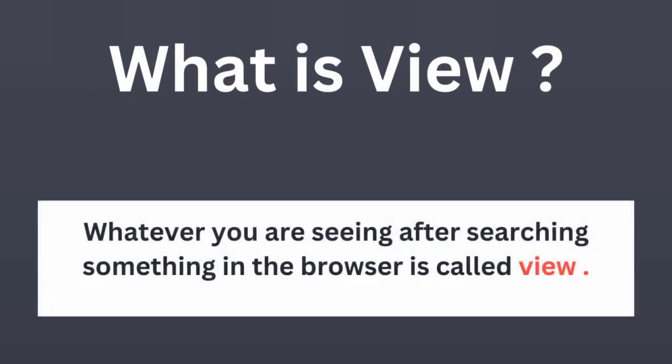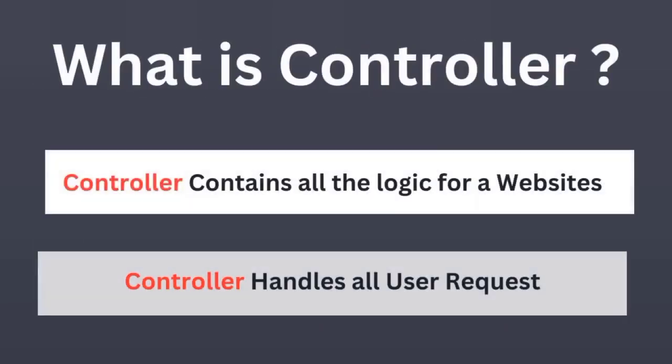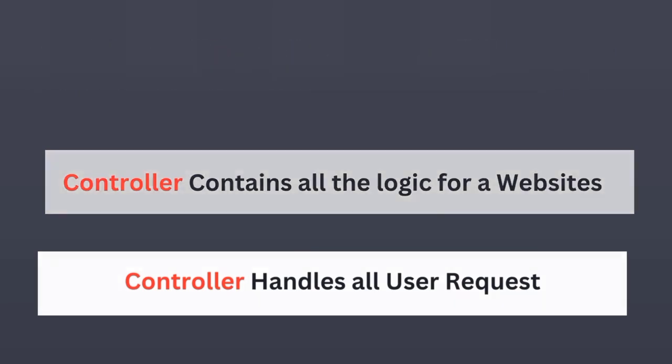So, what is view? Now, whatever you are seeing after searching something in the browser is called view. So, when you search, whatever you see is the view. Now, what about the controller? The controller contains all the logic for a website. So, controller handles all the users' requests. So, it's the handler. Okay, so it handles all the users' requests.